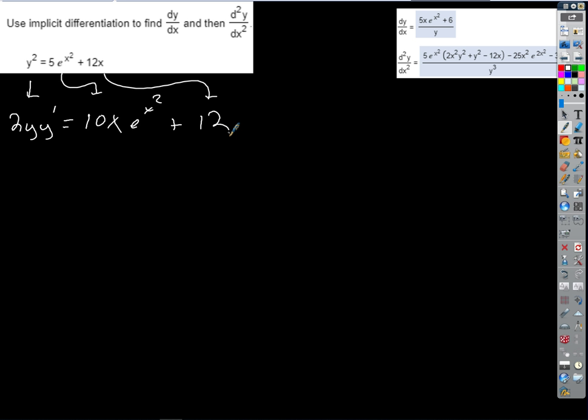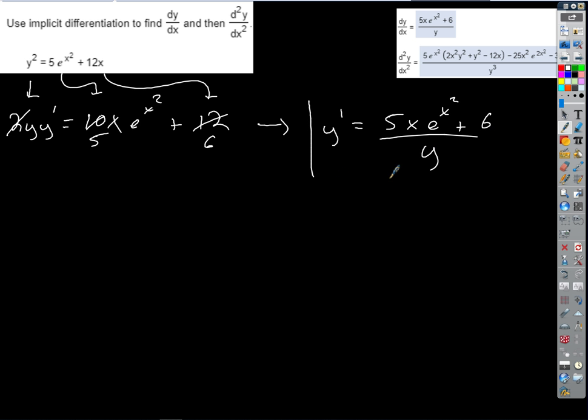Right, so if I solve for y prime, I could divide everything by 2, couldn't I? Make that a 5, that a 6. So I'm going to get y prime equals all this stuff just divided by y. So 5x e to the x squared plus 6 divided by my y. So there's y prime. Now we'll keep going and do the second derivative.